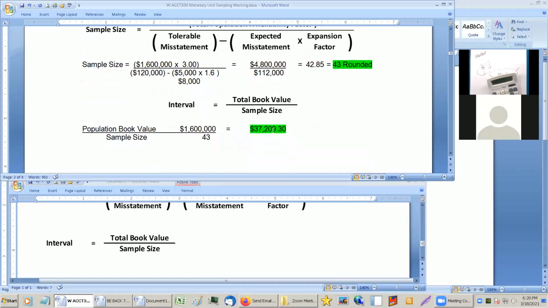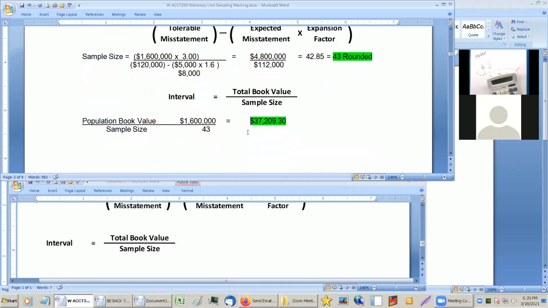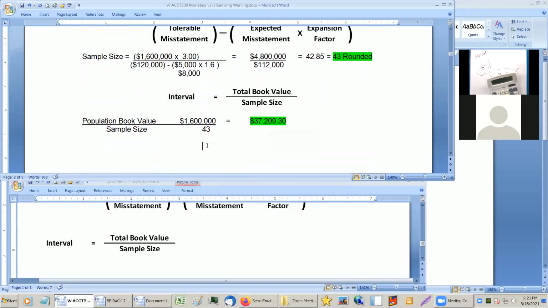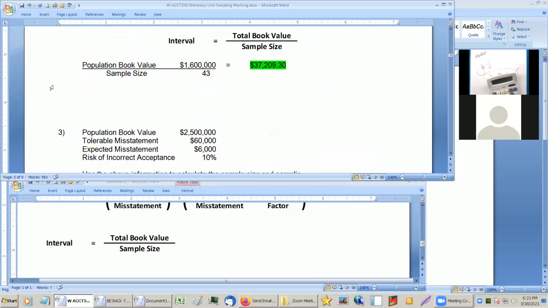Now, going through this seems a little cumbersome, but the reality is that this is much quicker than trying to do it for classical sampling. It's much less work to find a sample size for this.